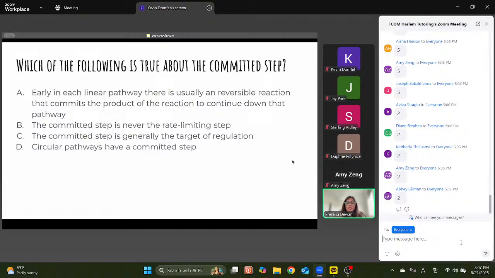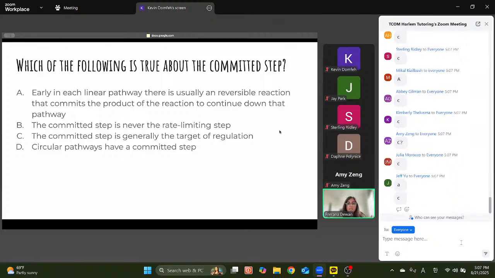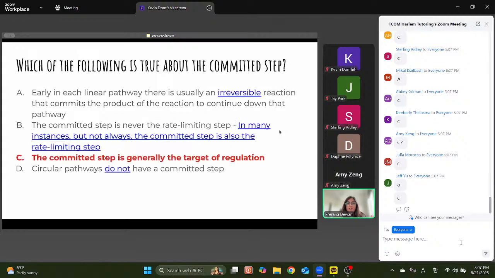All right, which of the following is true about the committed step? All right, yep, it looks like everyone got the right answer, which is C. The committed step is never the rate limiting step, so that is, oh, sorry. Yeah, the committed step is generally the target of regulation. So we'll go over the ones that are wrong now. So for the first one, it's actually an irreversible reaction, which is the committed step, right? So when it's committed, that substrate passes a step and it can't easily go back or be used elsewhere.